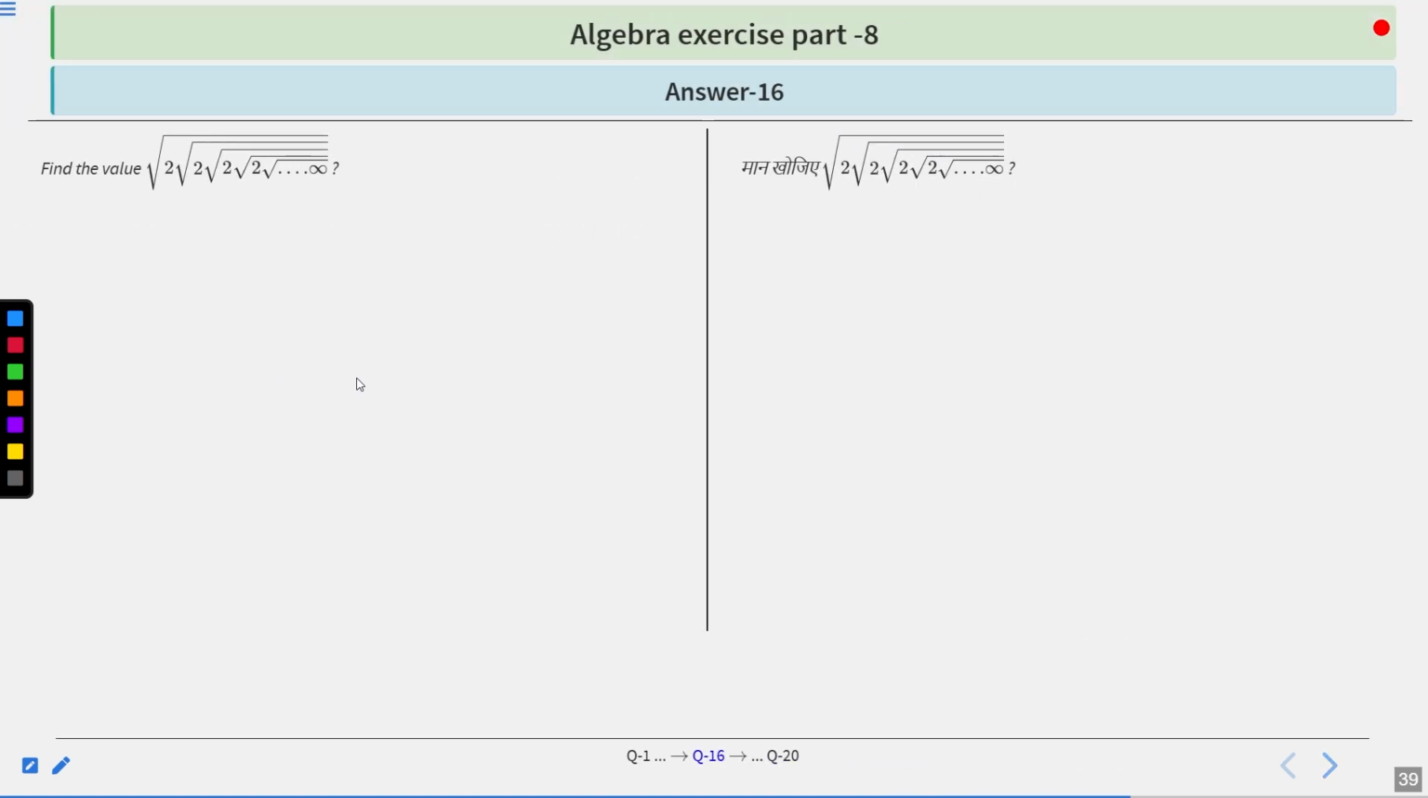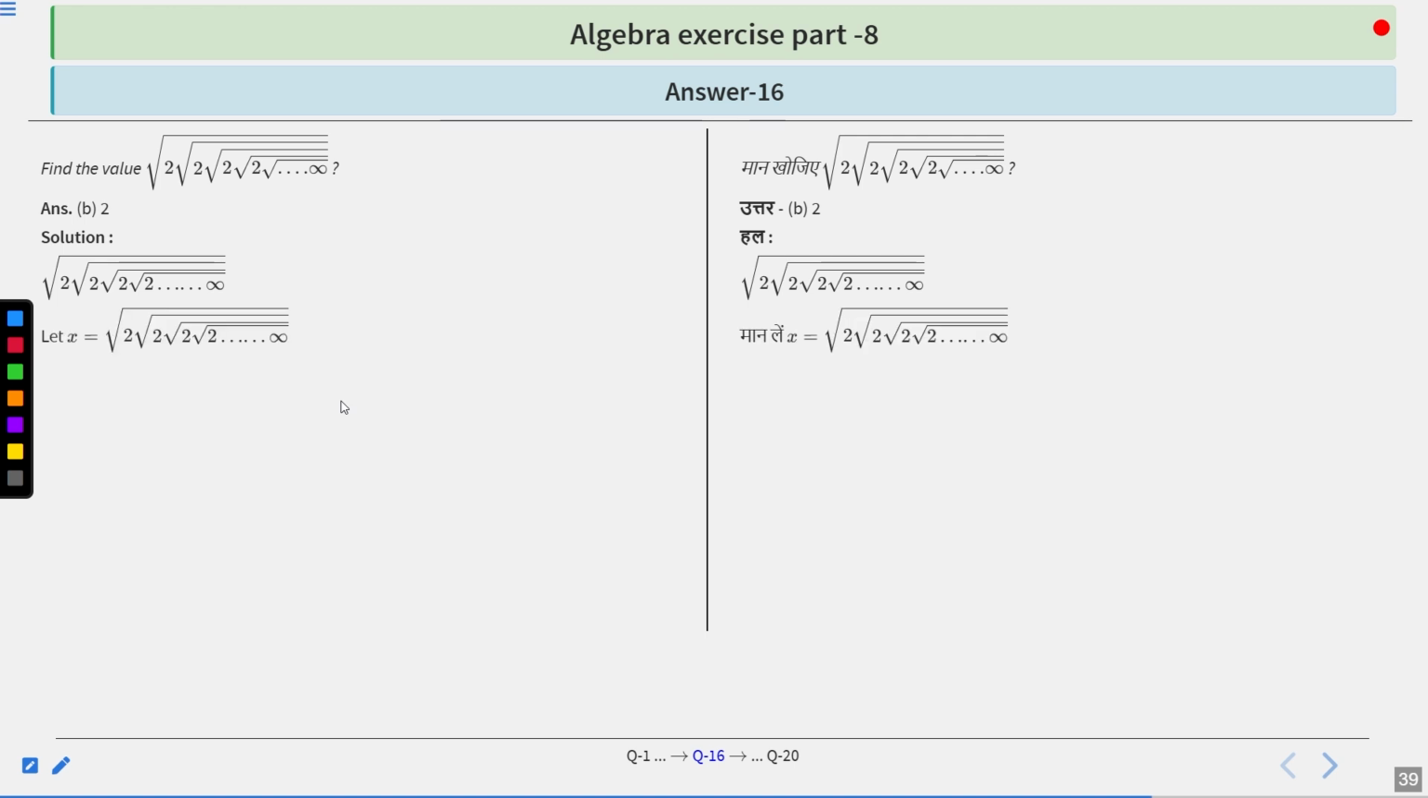So we have to find the value of under root 2 into under root 2 into under root 2 into under root 2 up to infinity. The correct answer to this question is option number B, 2. Now let's have a look at the solution of this question. We were given under root 2 into under root 2 into under root 2 into under root 2 up to infinity. So let us suppose this thing is equal to x.